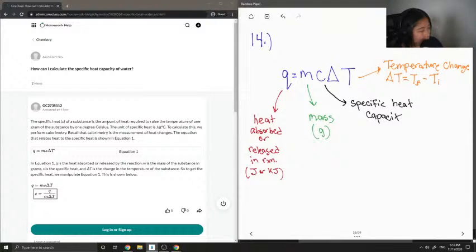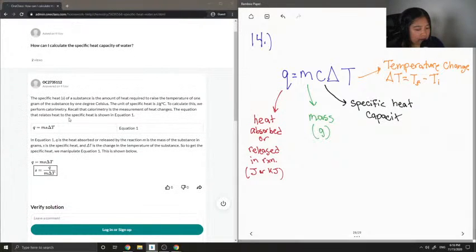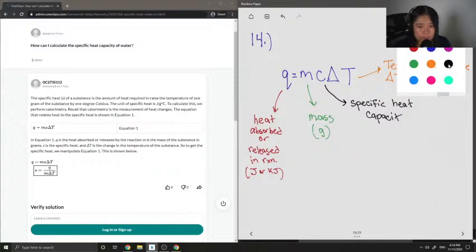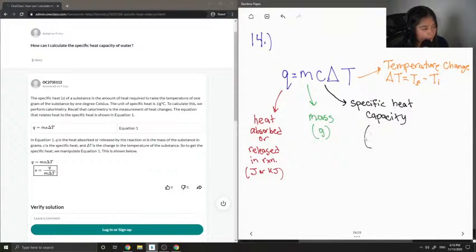Okay, so let's see what the junior tutor said. The specific heat of a substance is the amount of heat required to raise the temperature of 1 gram of the substance by 1 degree Celsius. The unit of specific heat is joules divided by grams times degrees Celsius. So I'm going to write that down. I forgot to put the units here. As the junior tutor said, it is in joules divided by grams times degrees Celsius.